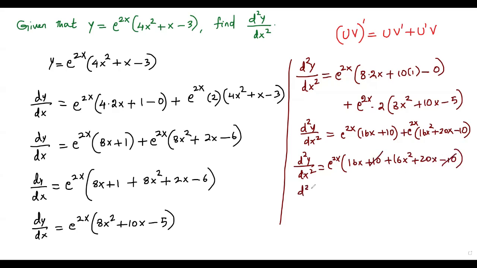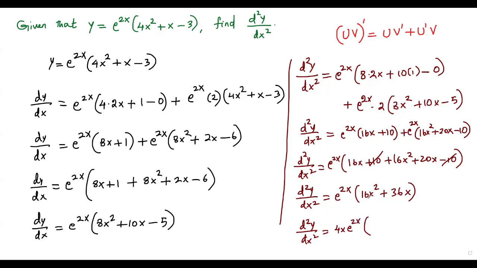So then I'm getting d square y over dx square equals to e to the power of 2x. Then I can write this 16x square at first. And when I combine this 16x and 20x, I'm getting positive 36x. Okay, so d square y over dx square equals to. I think we can factor this expression because the greatest common divisor of 16x square and 36x is 4x. So 4x can be factored out. So if I factor 4x out, then I'm getting 4x times e to the power of 2x.